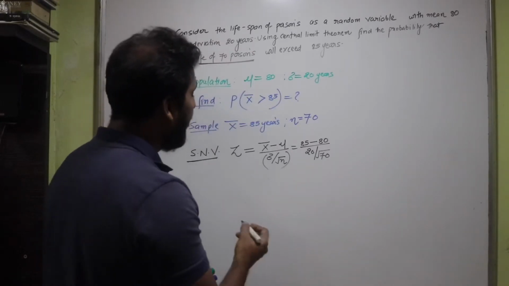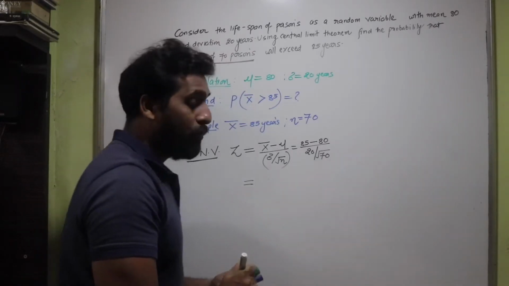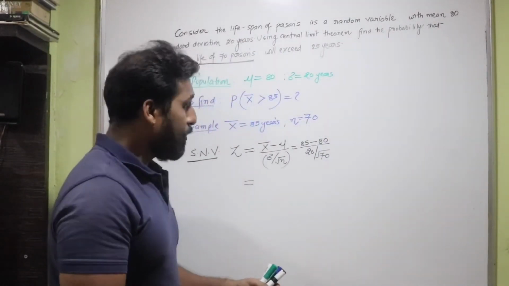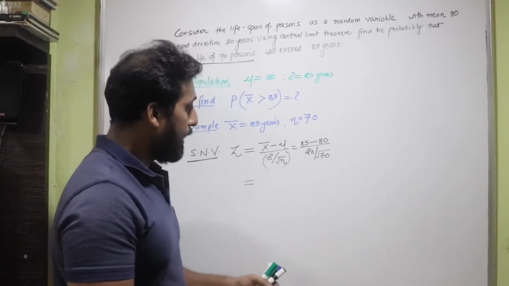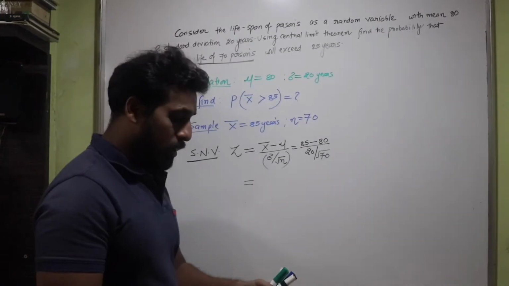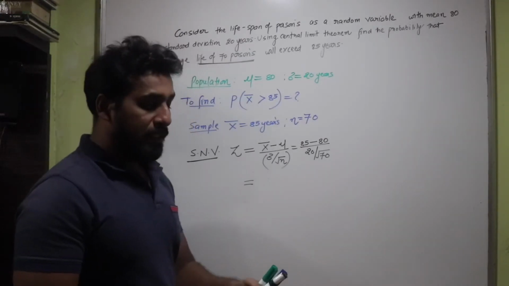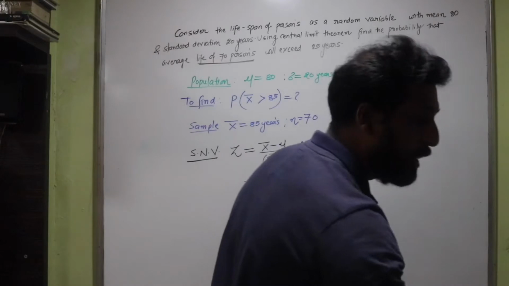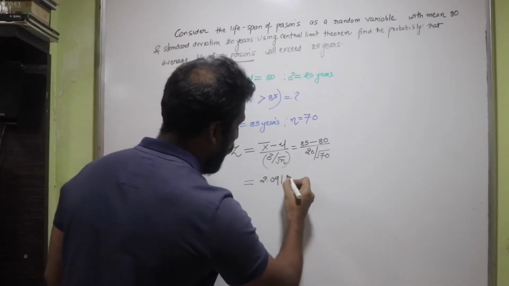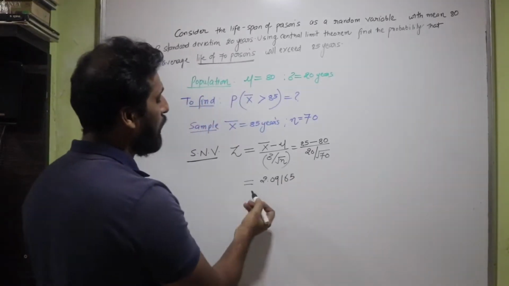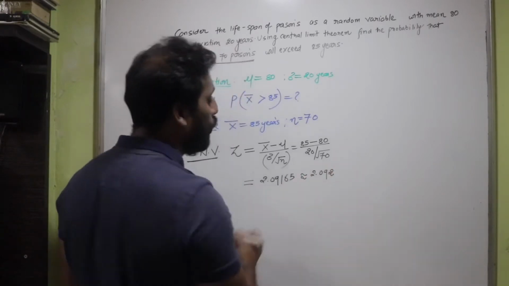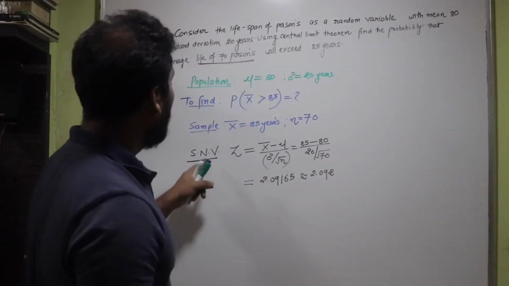So obviously now I need to calculate this value, and to do that I'll make use of a calculator. So let's get the value over here. We have 85 minus 80, that's 5, divided by 20 upon root of 70. So the value here comes out to be 2.09165. So I can say it is approximately equal to 2.092. So that's the value for Z.